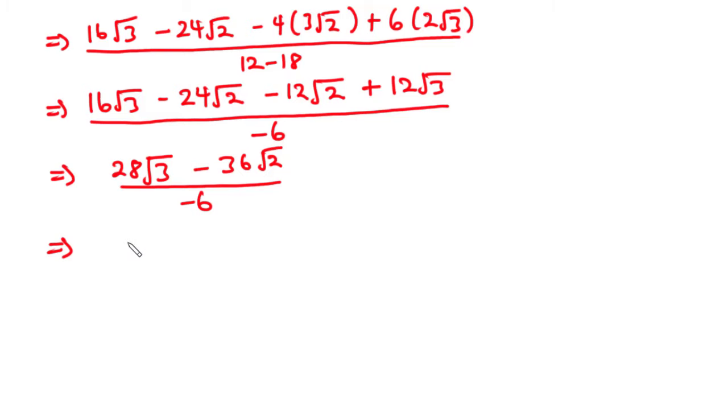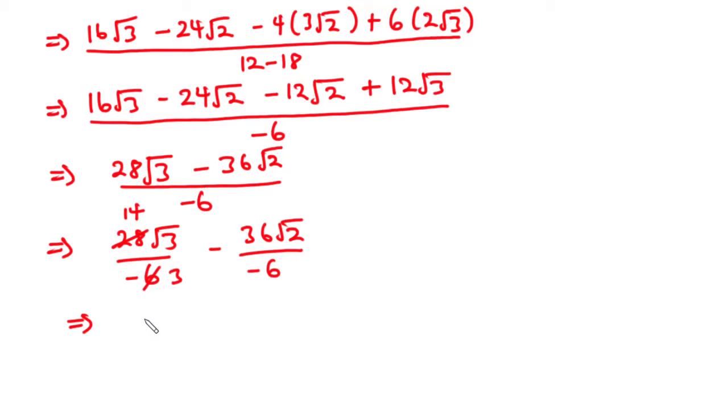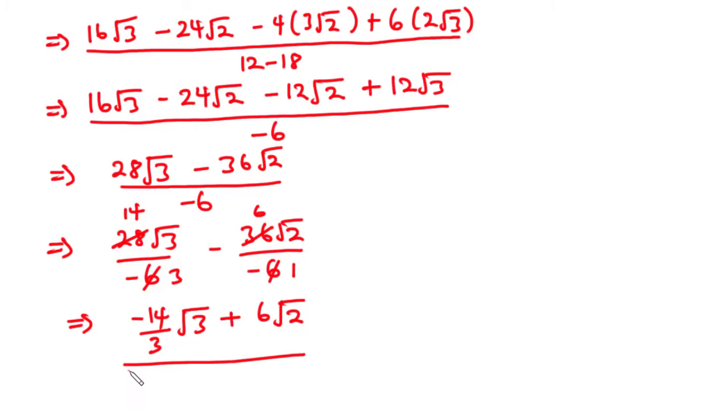So let's split this expression. We have 28 root 3 divided by negative 6, and then we have negative 36 root 2 divided by negative 6. Now 2 goes into 6 3 times, and then 2 goes into 28 14 times. So we have negative 14 over 3 root 3, and then negative cancels out negatives. So we have plus, and then 6 goes into itself once, into 36 6 times. So we have 6 root 2. So this is the final expression.